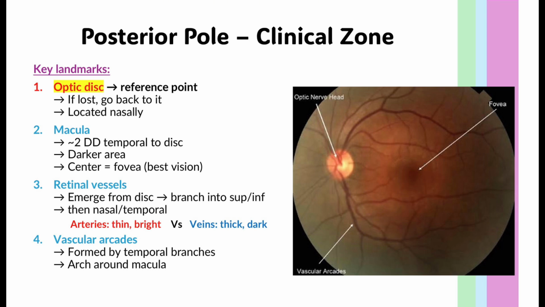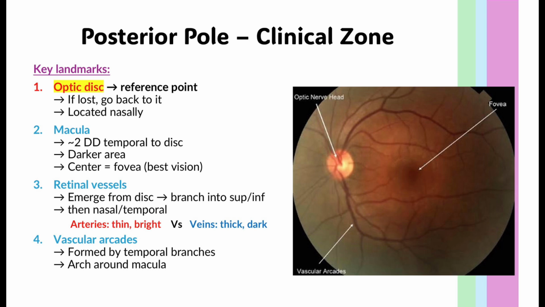Okay, now go back to the disc and you will notice the retinal blood vessels emerging from its superior and inferior poles. The superior and inferior retinal vessels then further divide into nasal and temporal branches. And there is a simple way to differentiate arteries from veins. The arteries look thinner, lighter, and more reflective, whereas the veins look thicker and darker.